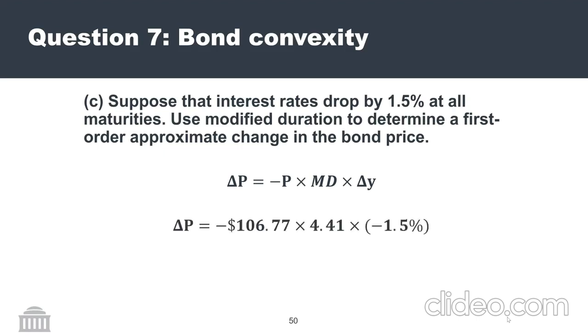So it's going to be negative original price of the bond multiplied by the modified duration multiplied by the change in the yield. So recall that the price of this bond is 106.77. The modified duration that we computed in part A of this question is 4.41. And we're multiplying it by negative 1.5%. So this is the drop in the yield curve. So doing this calculation gives us delta P equal to $7.06. So therefore, as interest rates dropped by 1.5%, the bond price increased approximately by $7.06.